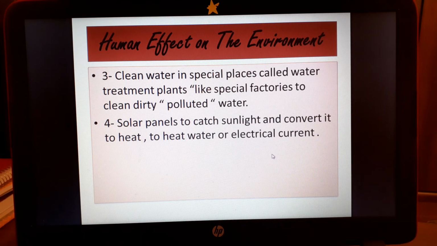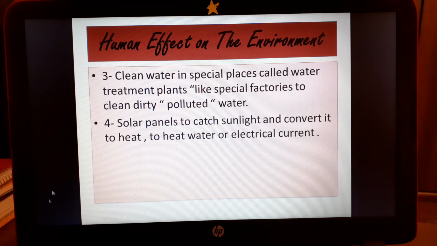Now, what other positive effects do humans have? They can clean water. So if they collect water from sources, we can put it in treatment plants. Plant is another name for factory, but factories make stuff. Plants process stuff. So they can clean dirty or polluted water and then send it back to the environment in a clean form. So it doesn't make other water surfaces or other water sources dirty.